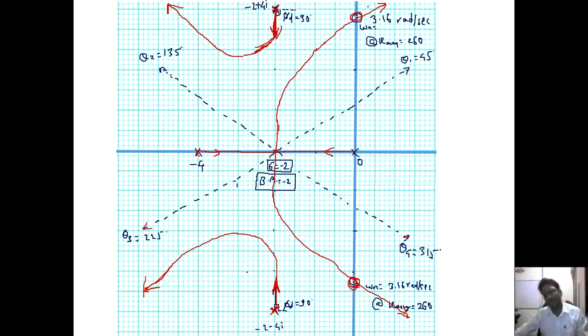So this is the complete solution for the given numerical. Okay, so we'll stop here. Thank you.